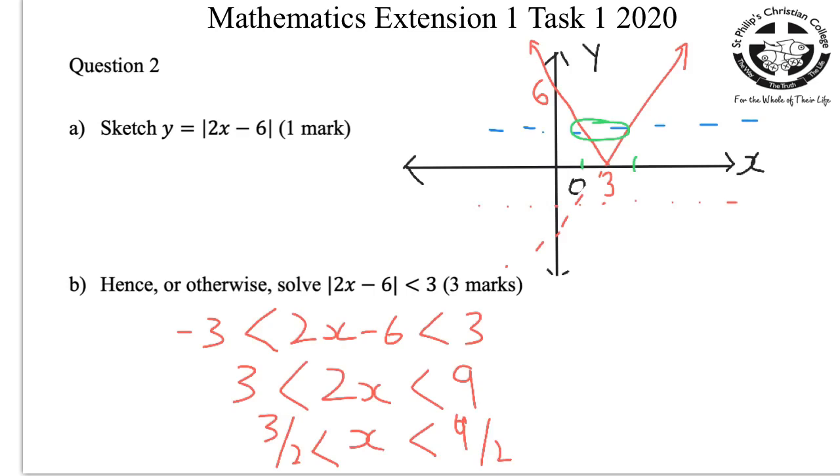But to get your full 3 marks, you need to say it was in between 9/2 and 3/2, written in this way as well. That's the correct mathematical way to write our solution there.